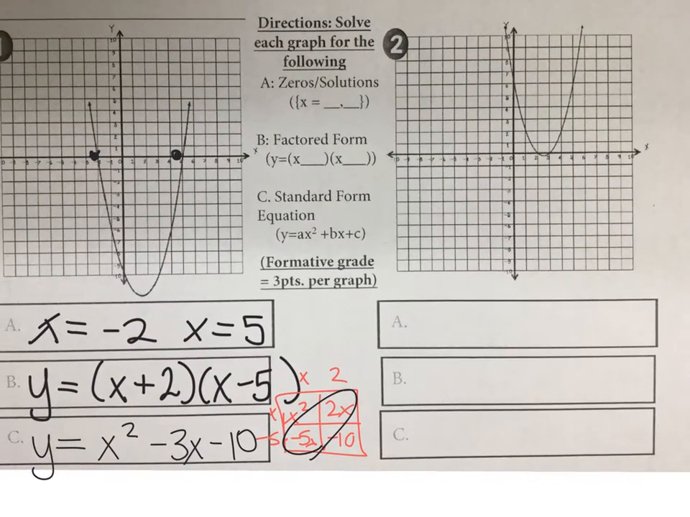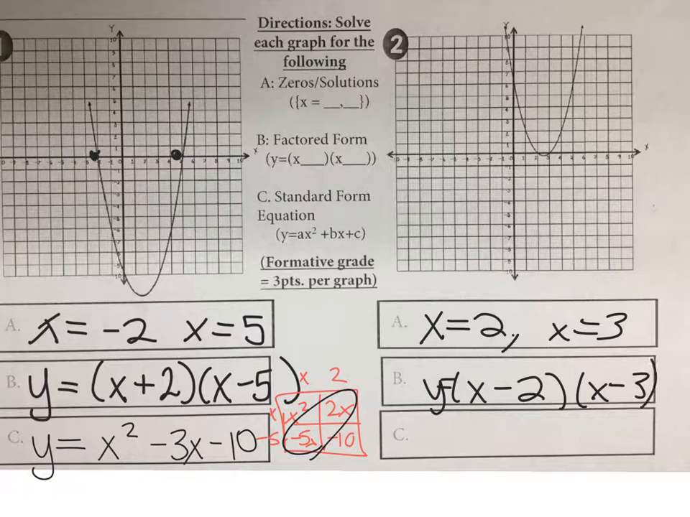All right, so we're going to try number 2. So our zeros, we have our +2 and +3. So our factored form is x minus 2 and x minus 3. To get our standard form, when we multiply, we should get x squared minus 5x plus 6. Go ahead and continue on to do 3 and 4. Pause the video, and then we'll go over it.